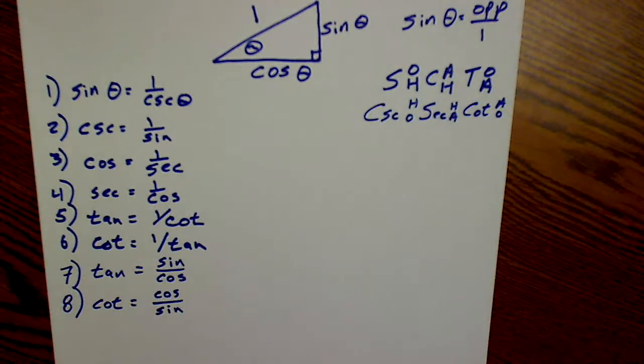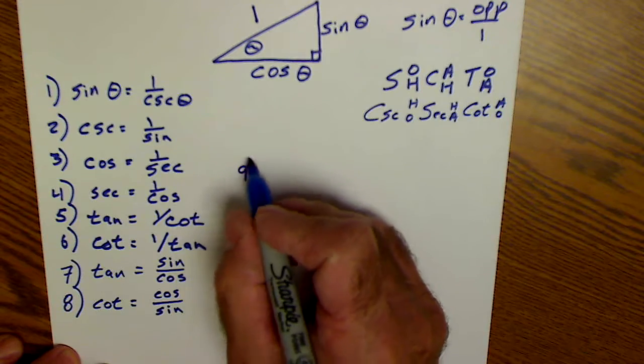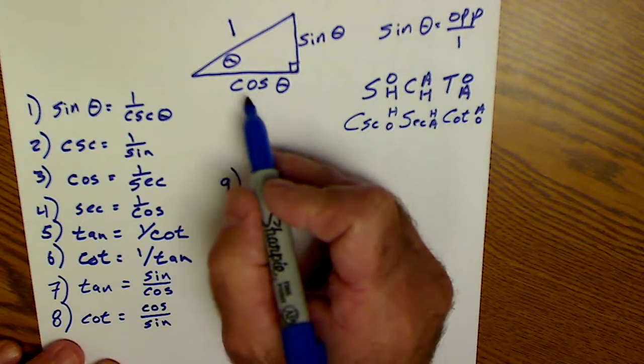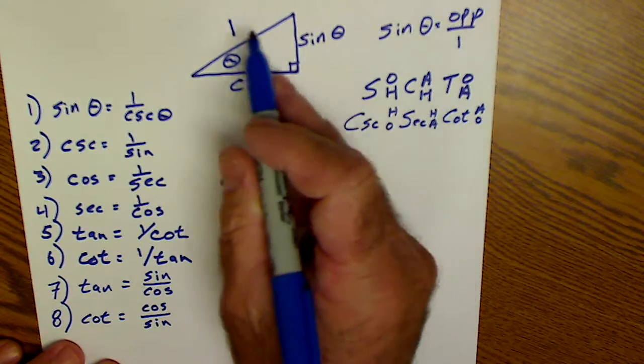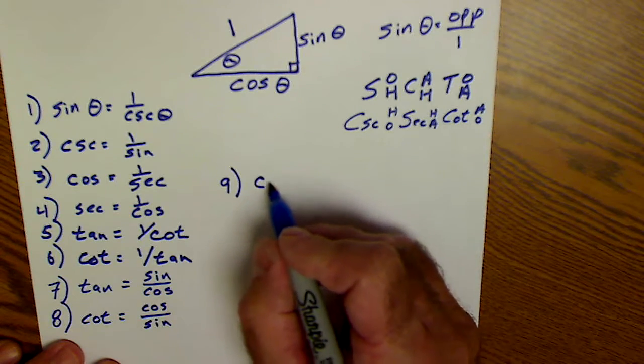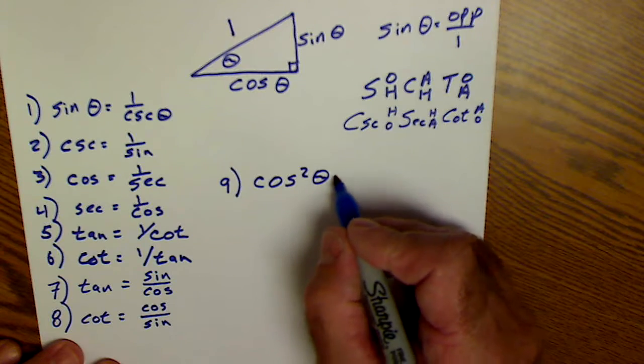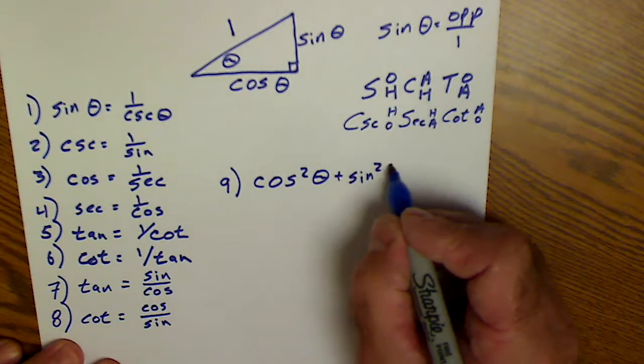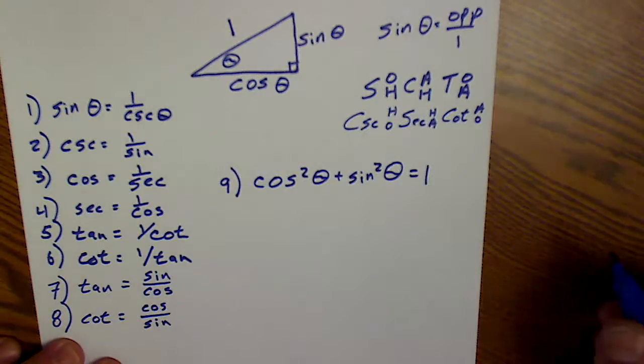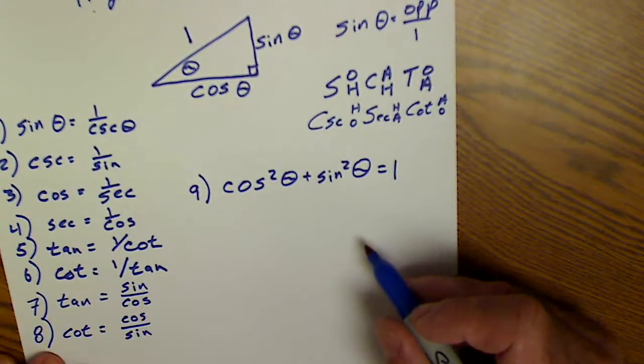Then the last 3 I'm going to look at are my 3 Pythagorean identities. Number 9, just working off of this triangle here, I have one leg squared plus the other leg squared equals hypotenuse squared. So my first Pythagorean identity is cosine squared of theta plus sine squared of theta is equal to 1 squared, or just 1. So that's my Pythagorean identity.